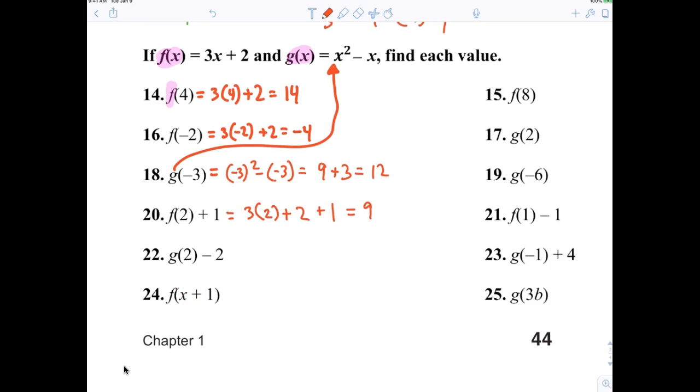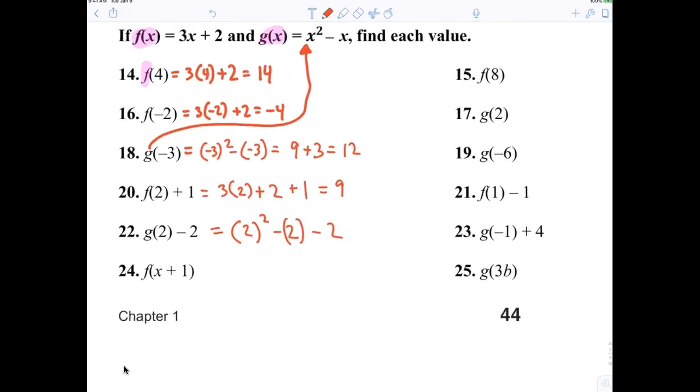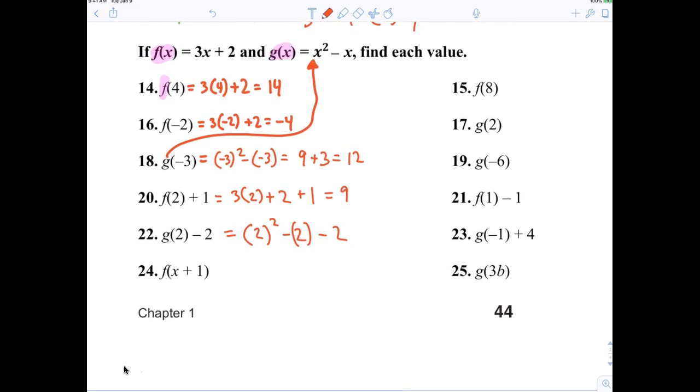Oh, well, I'm going to do those anyway. All right, what is g of 2 minus 2? Oh, sorry. I agree with you. Don't worry, it's okay. It's all right. So, yeah, that'd be it. So what's 2 squared? It's 4 minus 2. That equals 0.